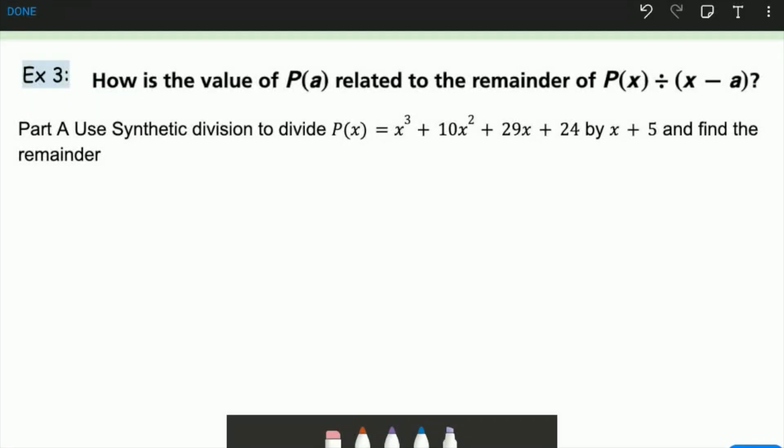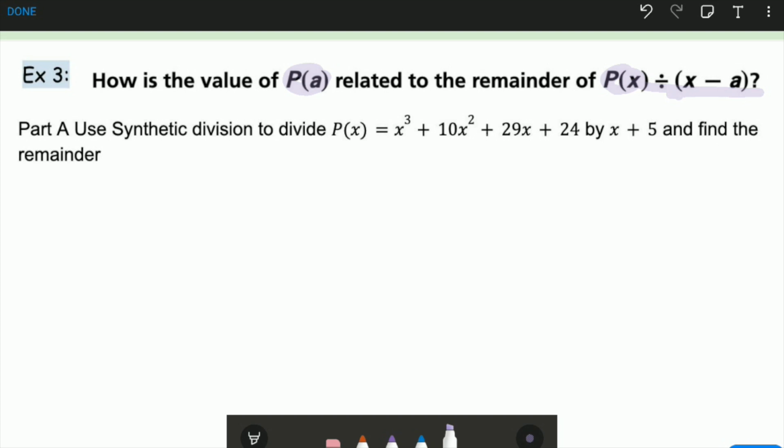Okay, in this example, we're going to look at how the value of P of a, so how the value if we plug in a number, is related to the remainder of P of x divided by the factor x minus a. And this will lead us to some of the key properties for this unit.